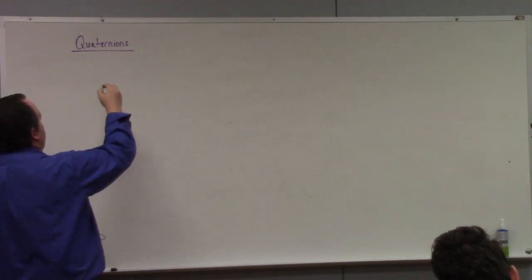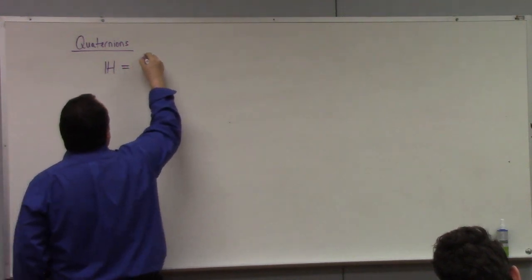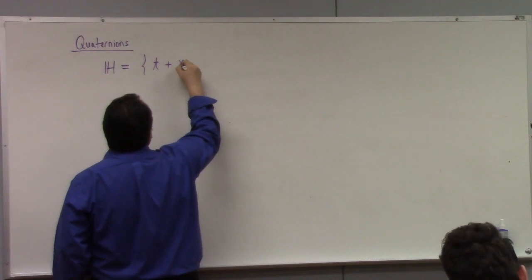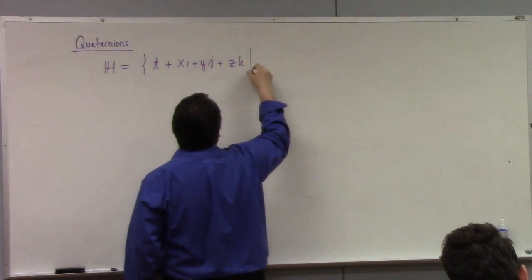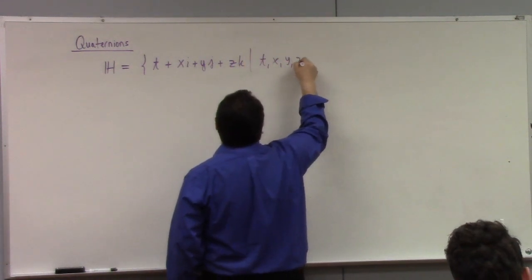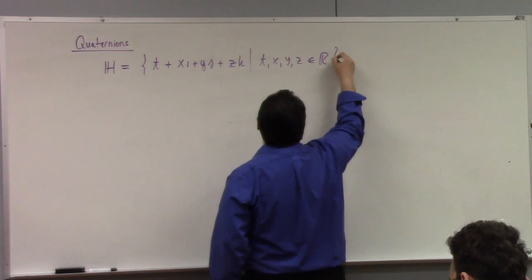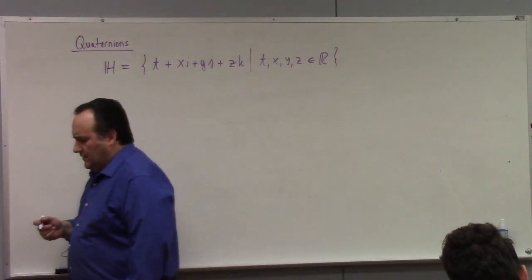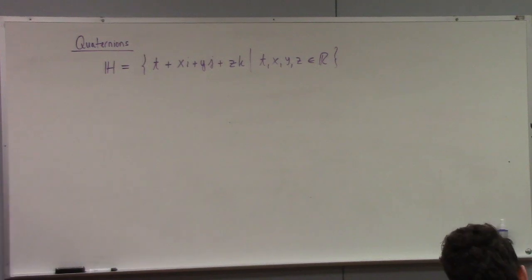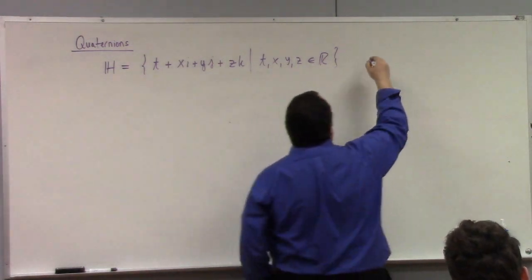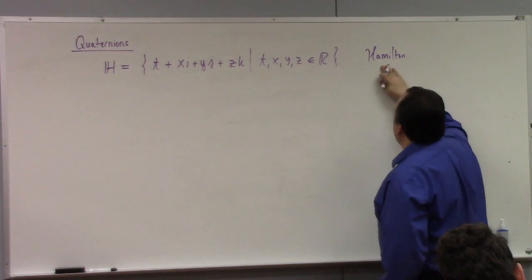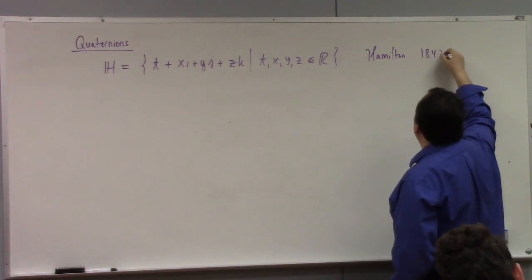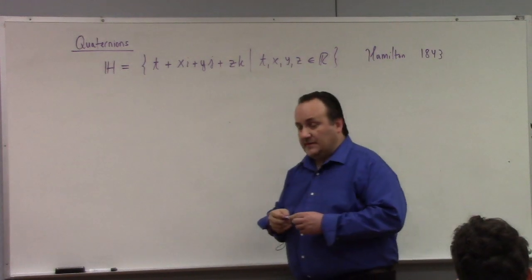So a quaternion, H, has the form t plus xi plus yj plus zk, such that t, x, y, and z are real numbers. So the idea of the quaternion, these were discovered by Hamilton, arguably. Hamilton, like Hamilton of Hamiltonian mechanics, I believe. Hamilton, 1843-ish.